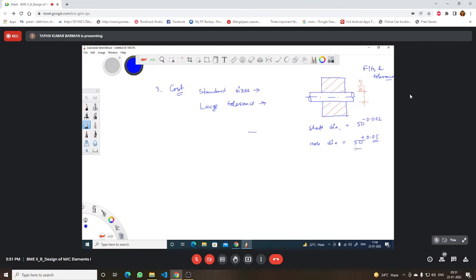So for the hole, your dimension should be 49.95 to 50.05. Inside this, we have to make the component. Then only this hub or this component will be accepted. Otherwise, it will not. If I can go for say 50 plus minus 0.1, then your tolerance level is increasing. So this way you may control the cost of the product.